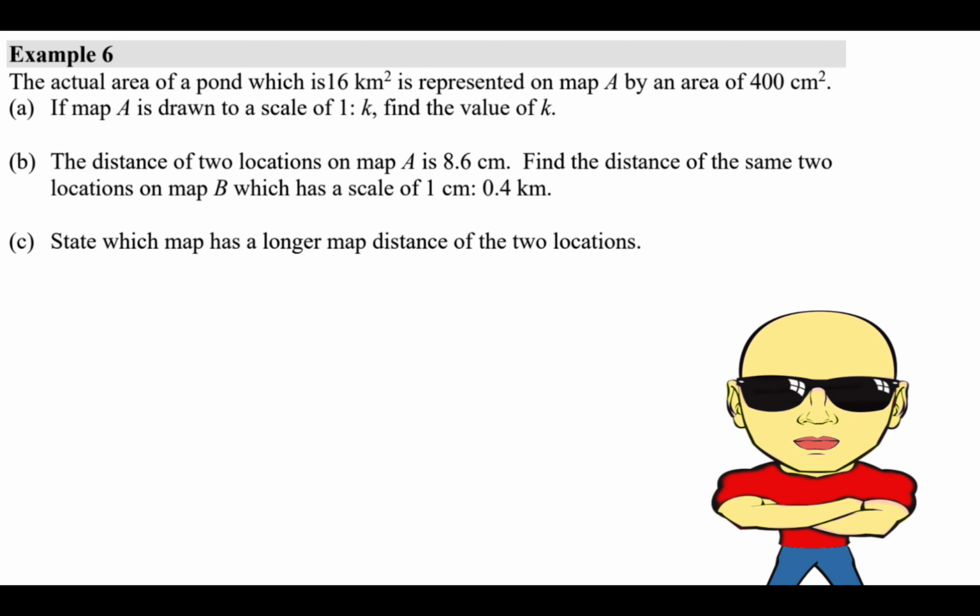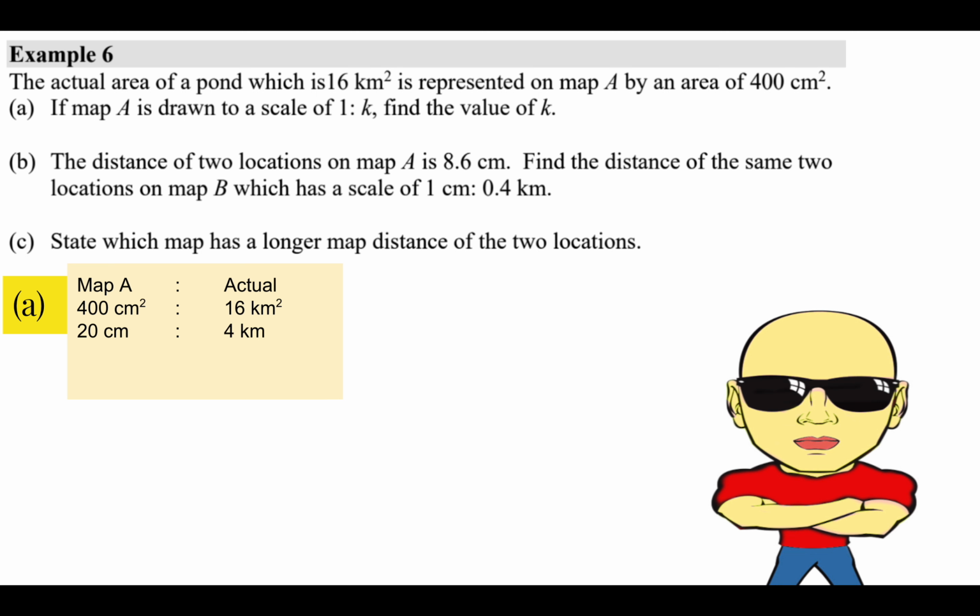Example 6. The actual area of a pond is given as 16 square kilometers and is represented on map A by an area of 400 square centimeters. So in part A, they want us to write out the proper scale for map A. We can do that. Map A to actual, we know that 400 square centimeters is to 16 square kilometers. Now if we want to write it in terms of the scale, we need them to be comparing the length. So I need to square root the ratio.